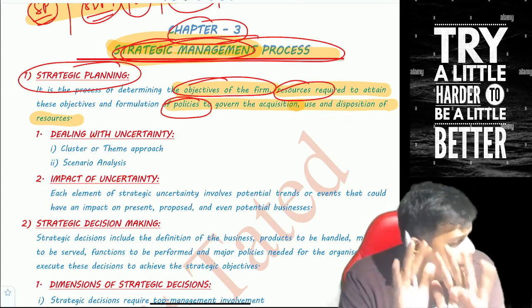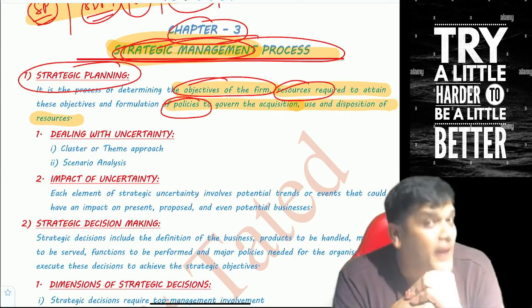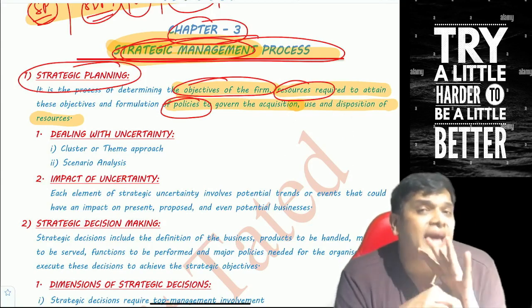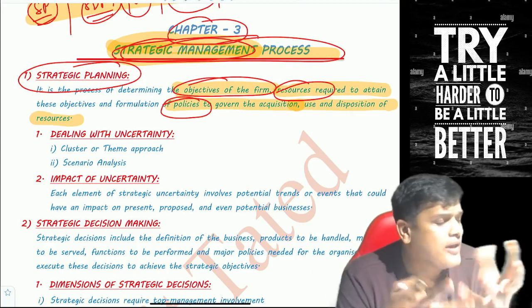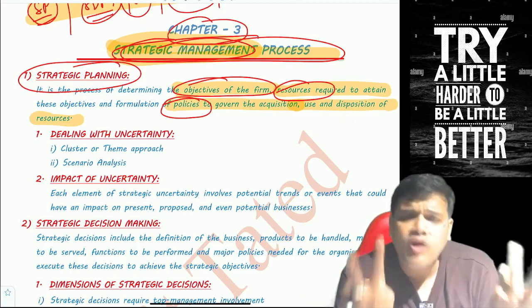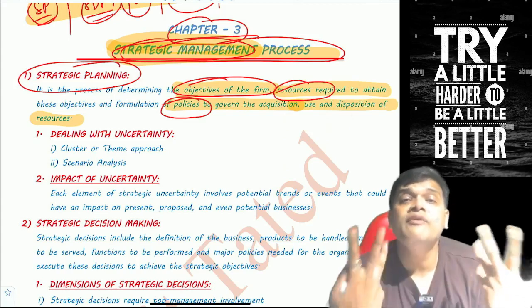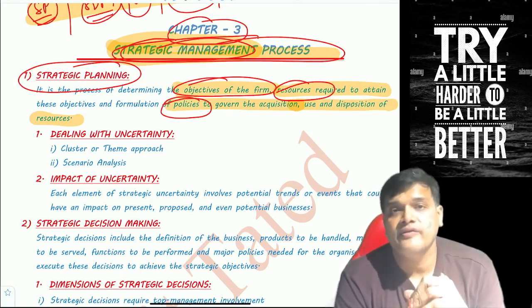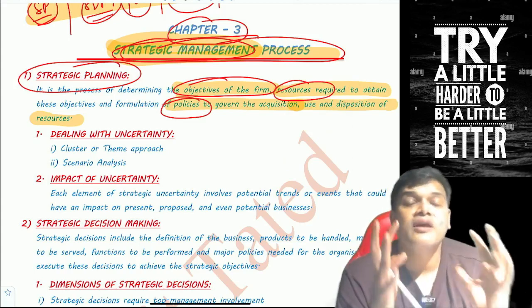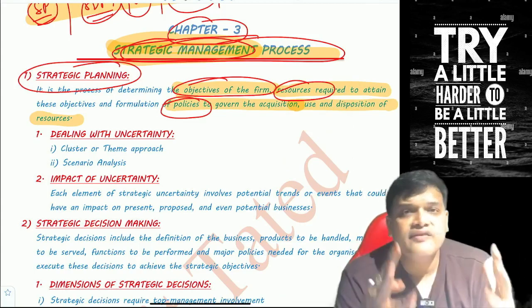In strategic planning, when we discuss planning, three things come into the picture. When you plan, do you think it will be 100% successful? No. Why? Because the environment is uncertain. That's the logic we have discussed. So how to deal with this uncertainty, sir? Dealing with uncertainty will always have two concepts. What are the two concepts? One is the cluster or theme approach and the second is scenario analysis.